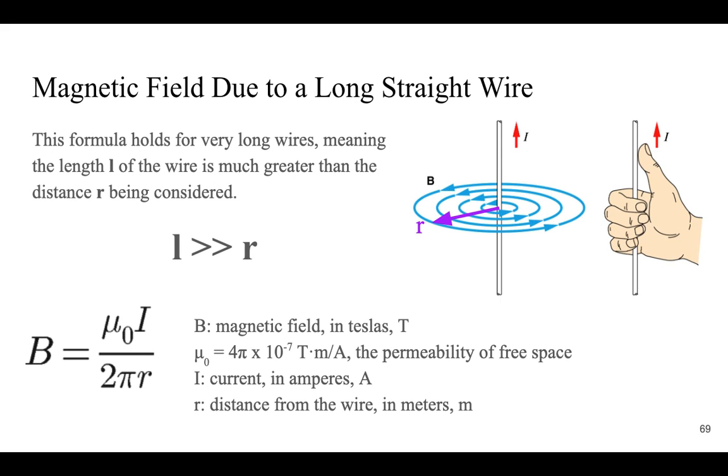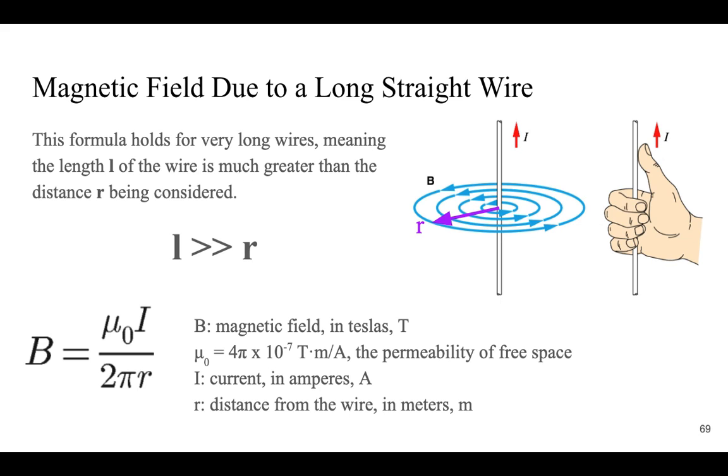So this formula works when you're dealing with distances r that are much less than the length of the wire. So when you see these problems, it's always going to be a long wire. What I'm just saying is we're fairly close to this wire. So this would work if your wire were a meter or 10 meters long and you were just a few centimeters away from this.